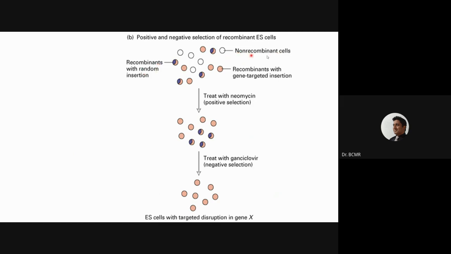We have three different cells: non-recombinants, recombinants with random, that is non-homologous recombinants, and homologous recombinants. When we put in neomycin, the non-recombinants are eliminated because they are not resistant to neomycin. Then we treat it with ganciclovir, and those that have got the thymidine kinase, the non-homologous recombinants, will be eliminated. And now what we have is embryonic stem cells that have incorporated the gene through homologous recombination. I mean, the gene is targeted in a particular or specific location.